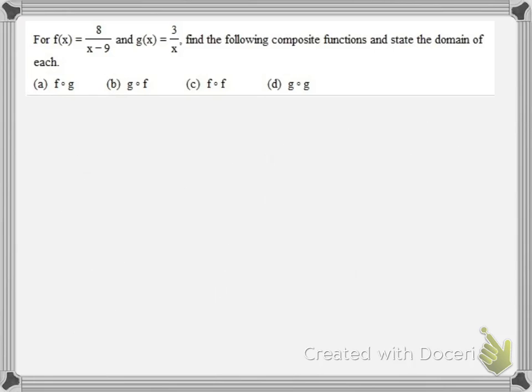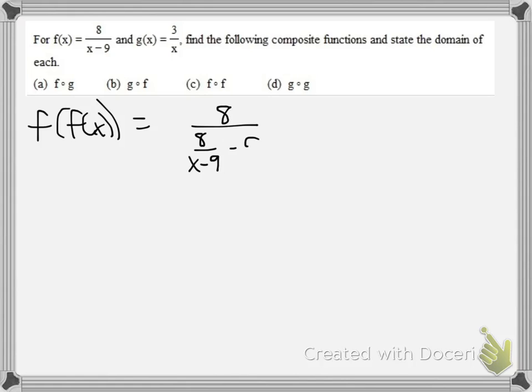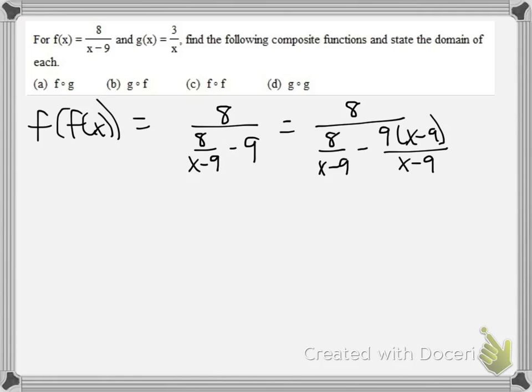Okay, 2 more. So f of f of x. Now we're just worried about f of x. We're not using g of x on this one. So we have 8 over, now instead of x, we're plugging in f of x. So 8 over x minus 9, and then minus 9. So in our denominator, we need to find a common denominator for the fractions in our big denominator. So we have 8 over x minus 9 minus 9 times x minus 9 over x minus 9. So we need to simplify all that.